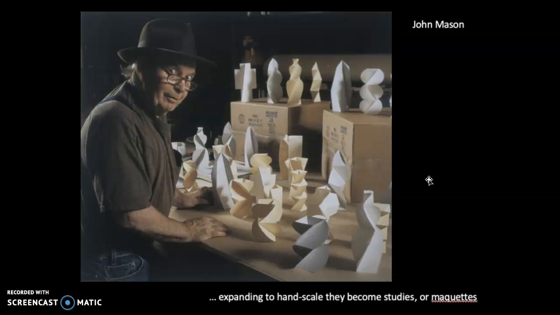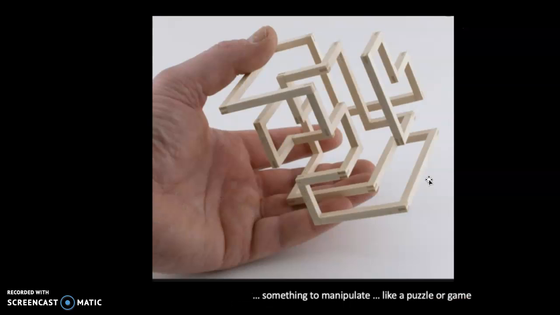As you expand to hand scale, as you see John Mason doing here, things become more like studies or maquettes, and those are the things he actually uses to make clay models. Something to manipulate once something is hand scale. It looks like you can manipulate it, or it's puzzle-like or game-like. So it takes on a different feel.